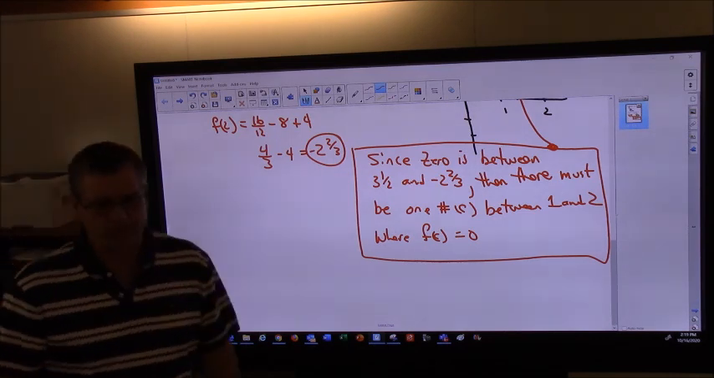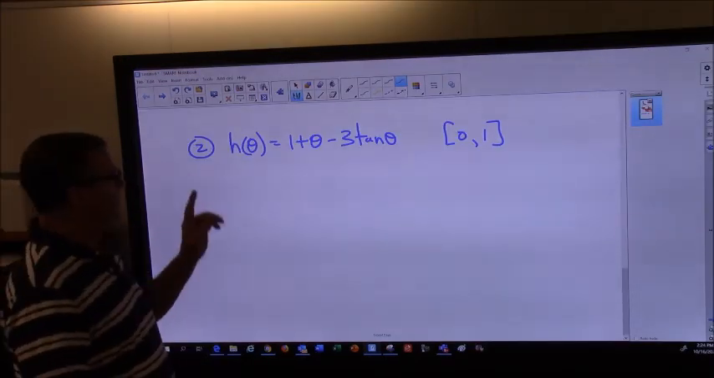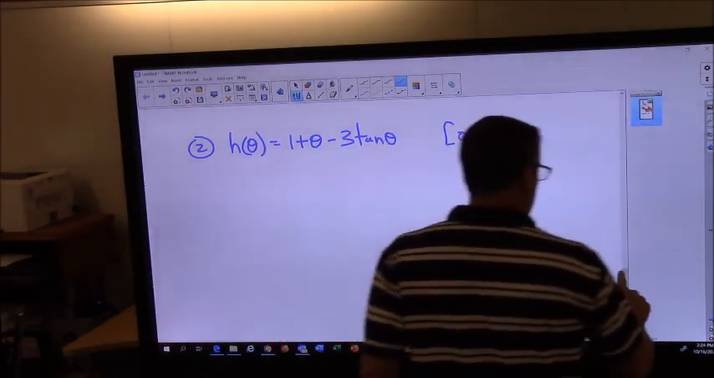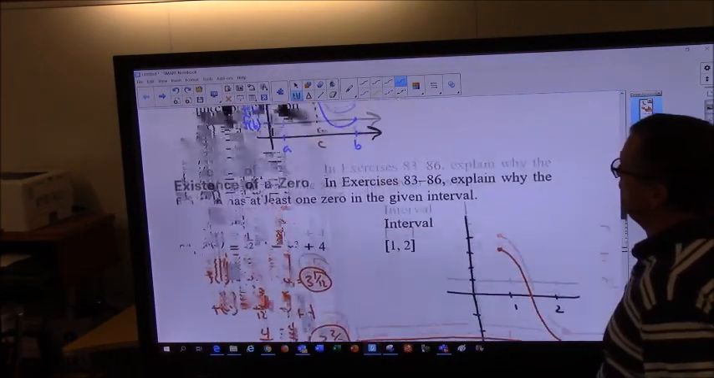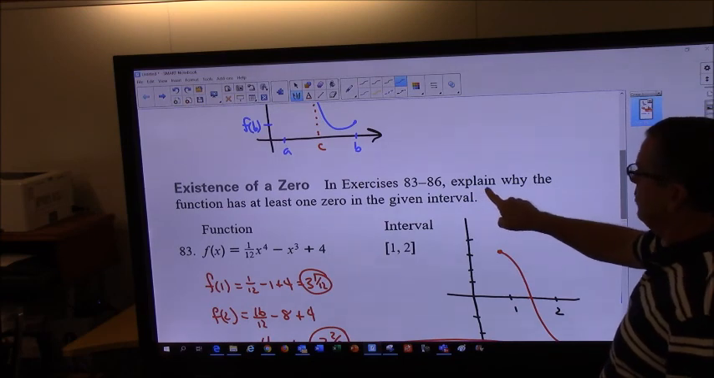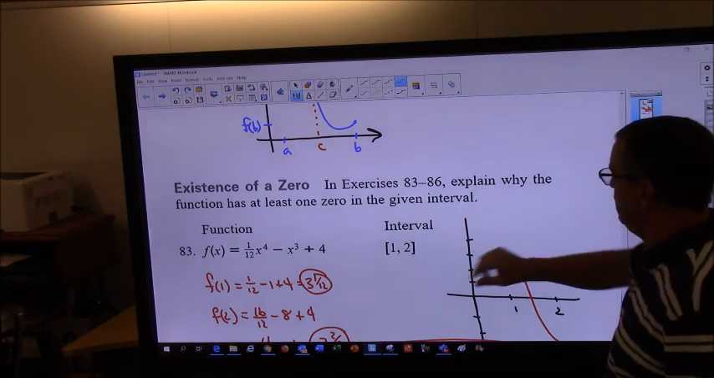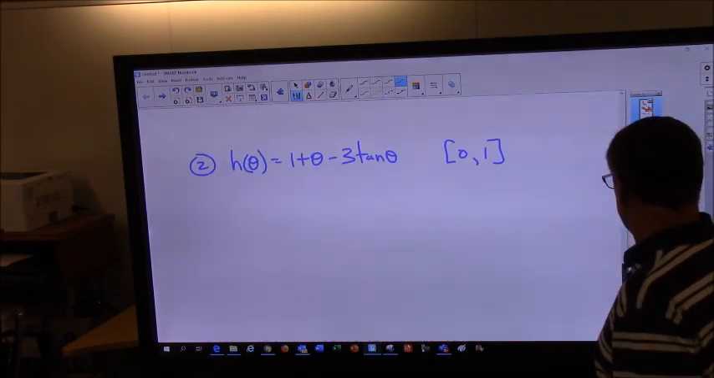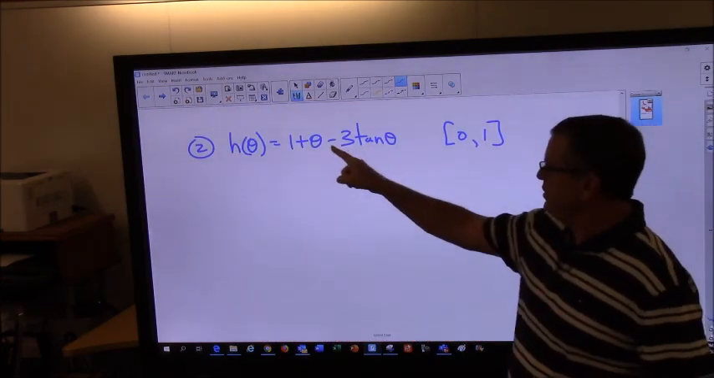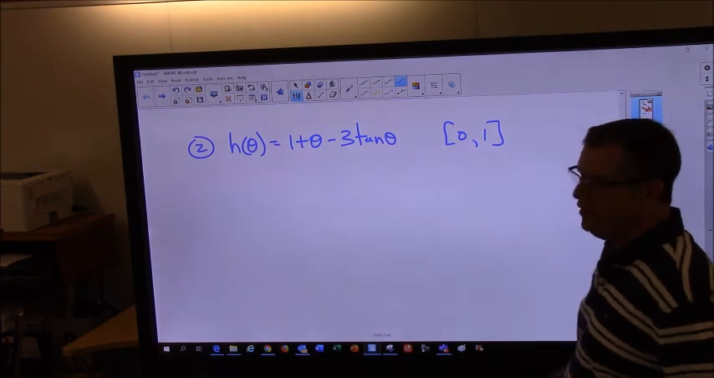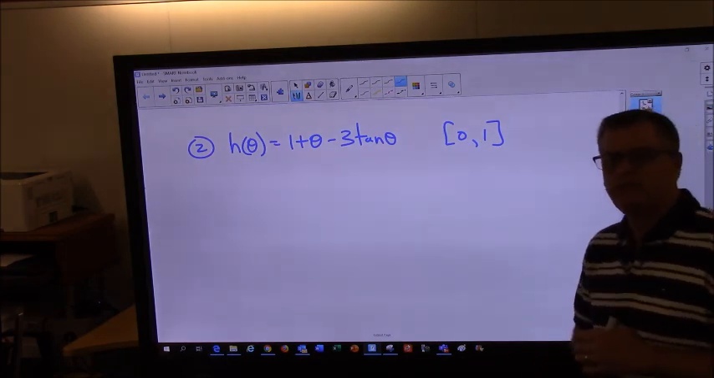All right, let's try another problem. We're going to do the same thing for this. We want to explain why this function has at least one 0 in this given interval. So how do I know this function has a 0 in the interval 0 to 1? You guys go ahead and try it.